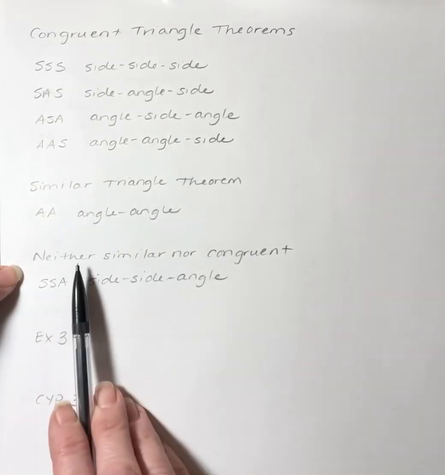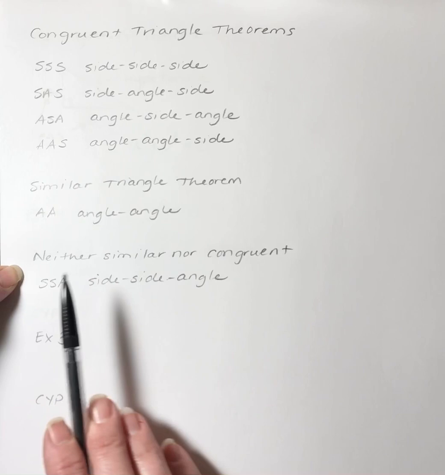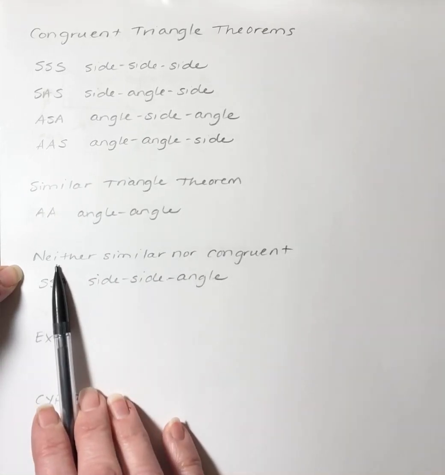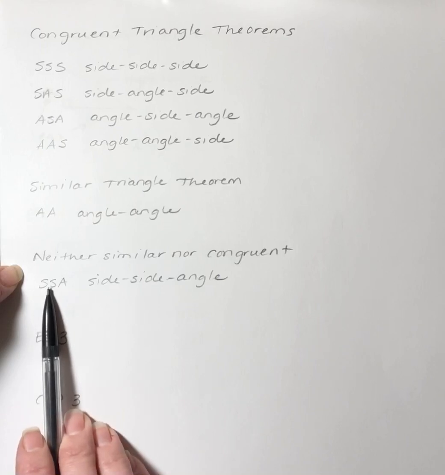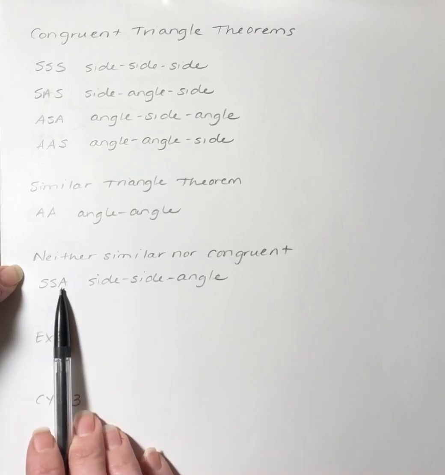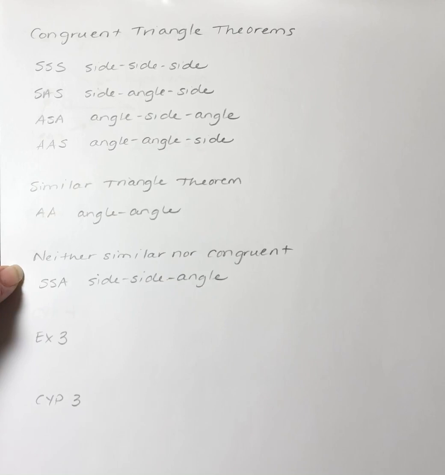And then one that doesn't work for either similar or congruent, okay? It works for neither one, is side, side, angle. If you have two sides and their non-included angle congruent, you can't prove anything. You can't prove that they're similar or that they're congruent. You'd have to go through and do more math, okay? Or there'd have to be more information.